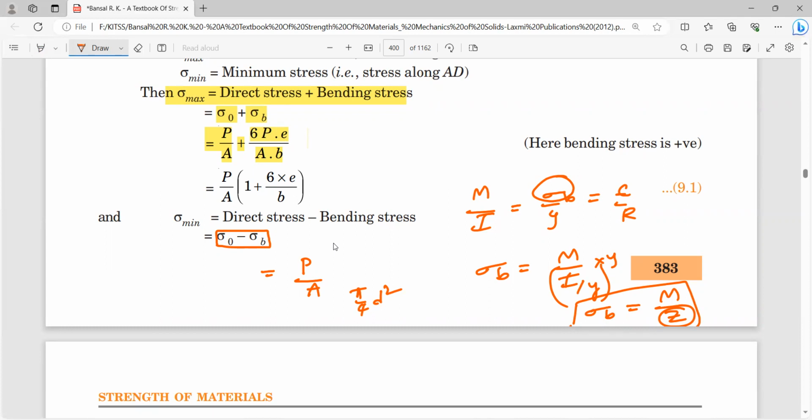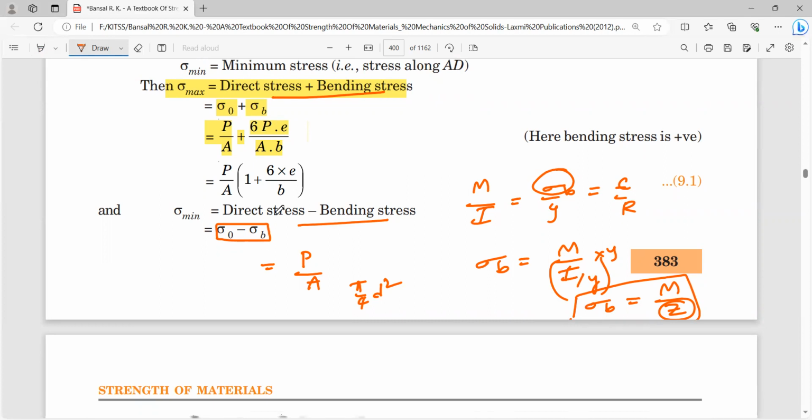So direct stress plus bending stress gives the maximum stress. Direct stress minus bending stress gives the minimum stress. For any section, whether rectangle section or circular section, whatever the section may be, you have to follow this procedure to calculate maximum stress and minimum stress.